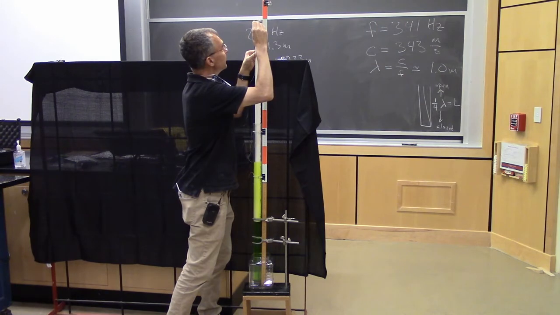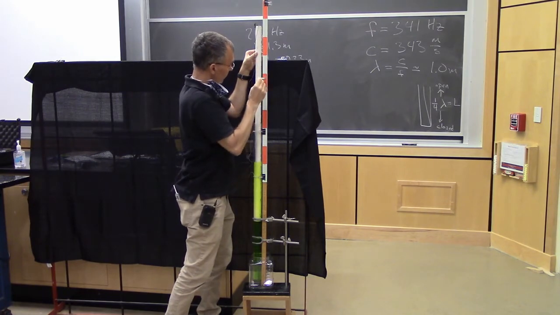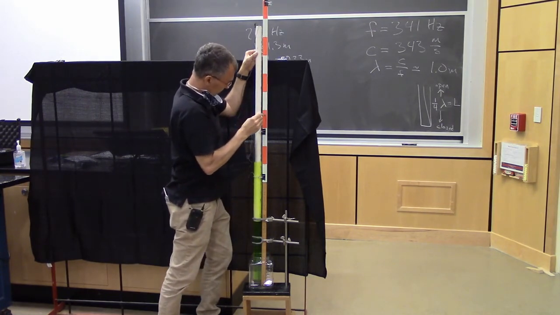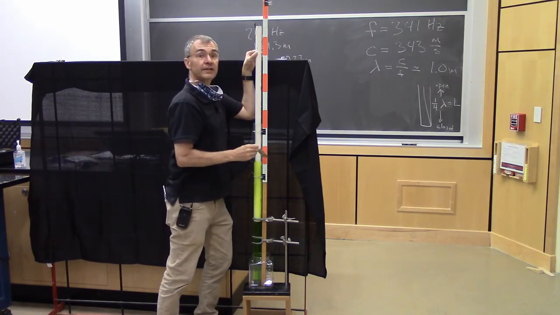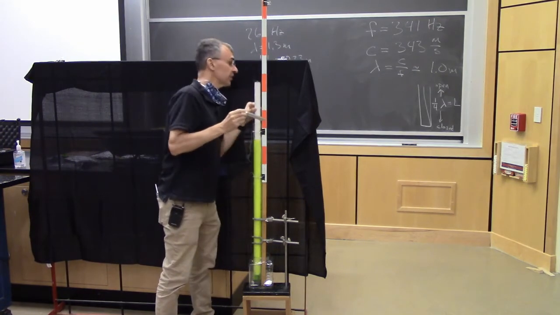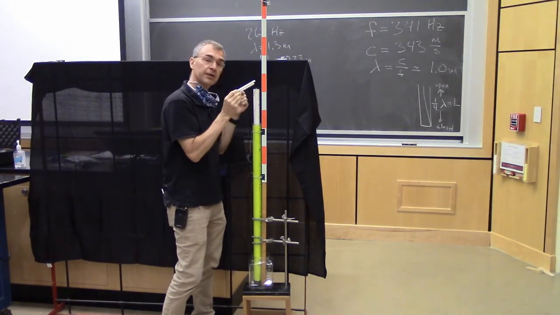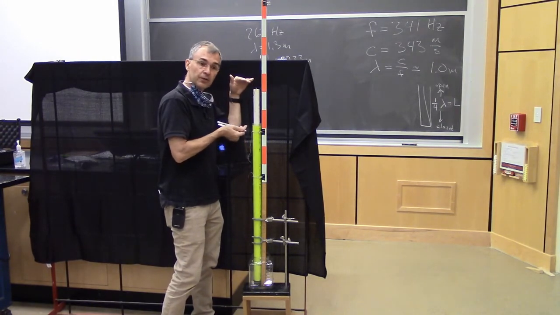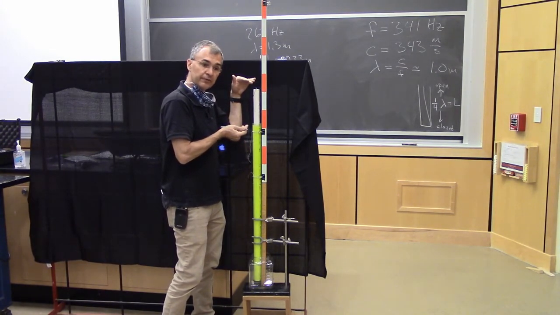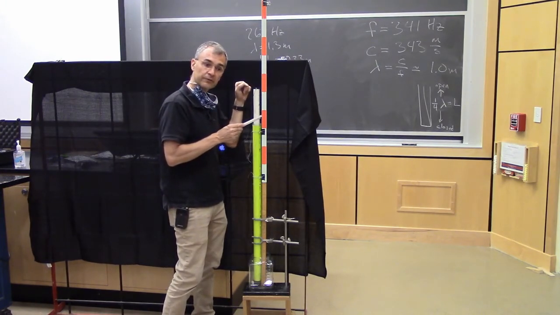And then if we look, here's one, two, three, four, five, six, seven and a half stripes. So that's pretty good. So we got one pretty good resonance between the tuning fork and the pipe when the length of the tube was 25 centimeters.